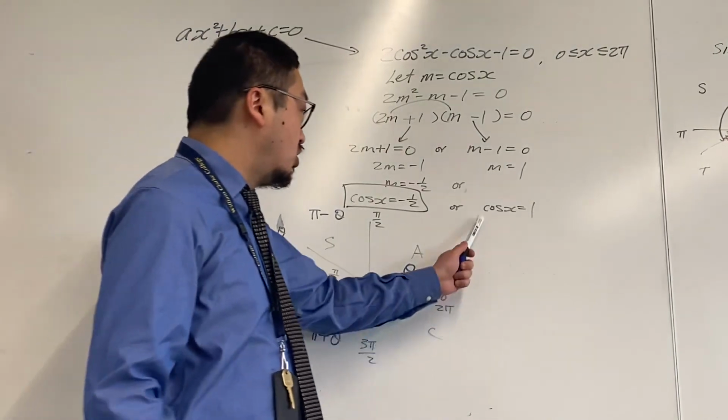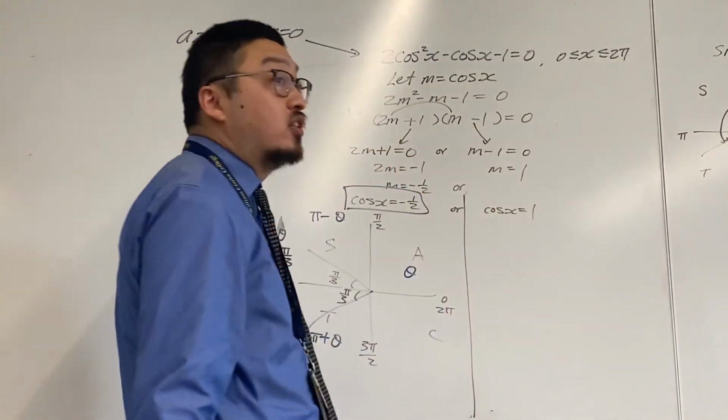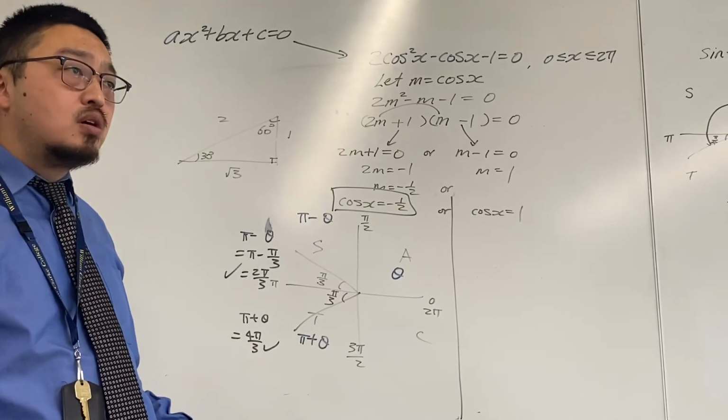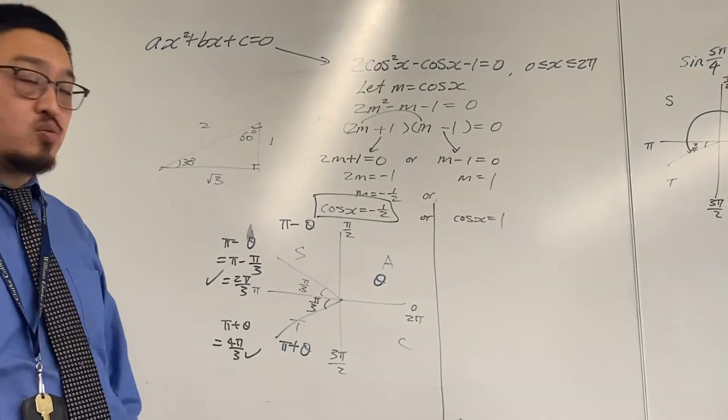Now, don't think you finished. Always go back to check. Have I missed any other solution? So cos x equals 1. Where's x located for cos x equals 1? Then you draw your graph.